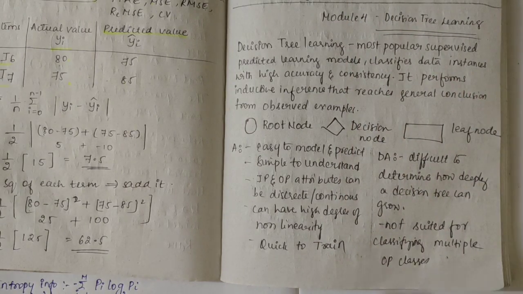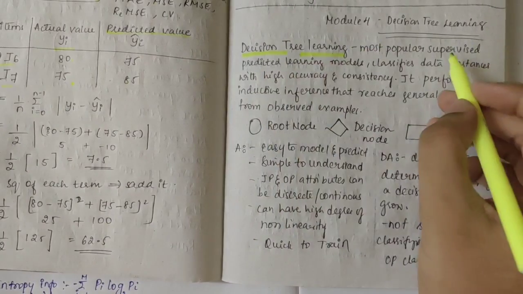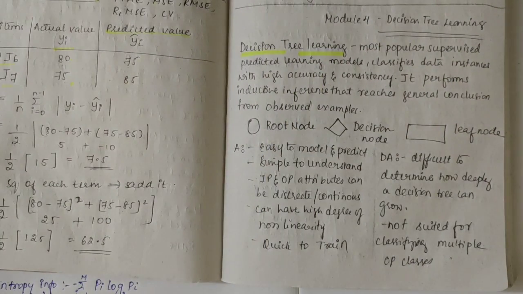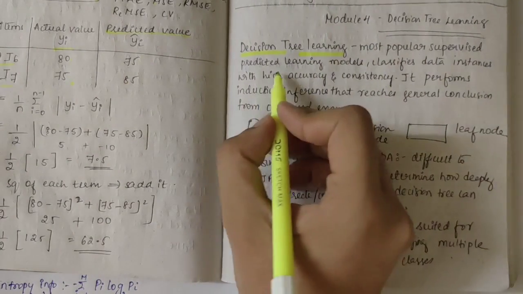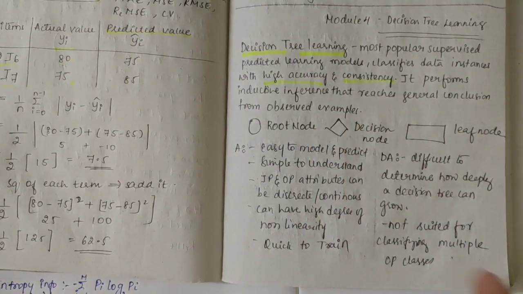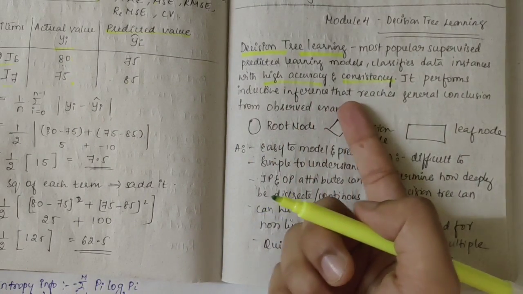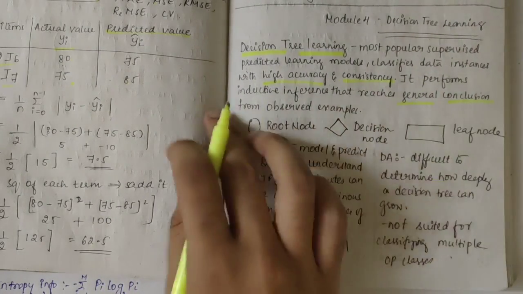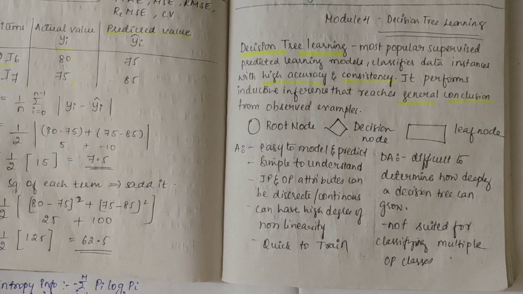So we'll look into the definition. Decision tree learning is the most popular supervised predictive learning model. It classifies the data instances with high accuracy and consistency. It performs inductive inference that reaches a general conclusion from the observed examples.